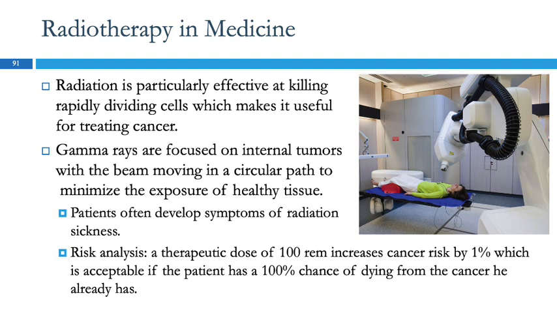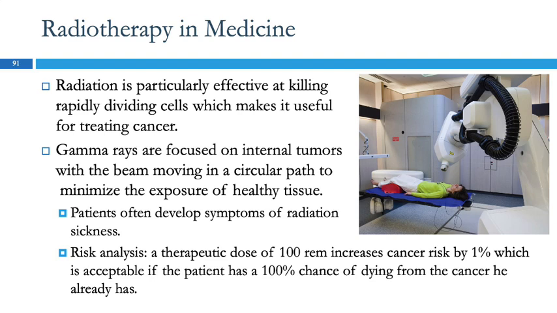So radiation is used in diagnosis. It is also used in therapy or treatment. Radiation is very effective at killing rapidly dividing cells. What do cancer cells do? They reproduce rapidly, right? So radiation is useful for treating cancer.